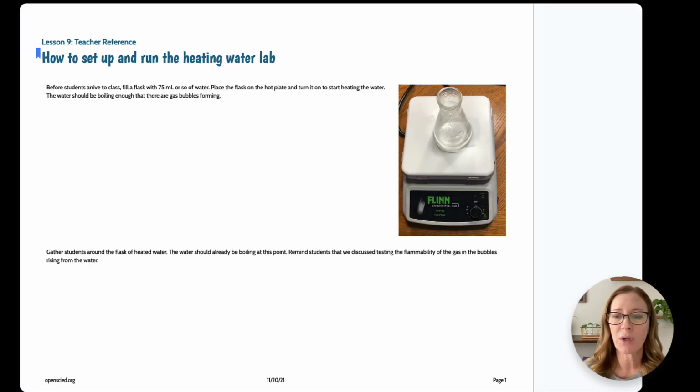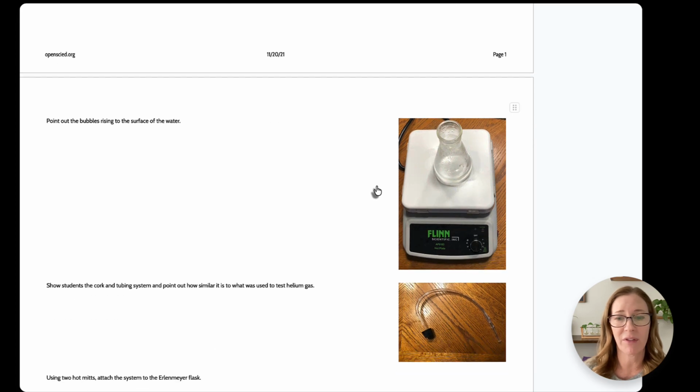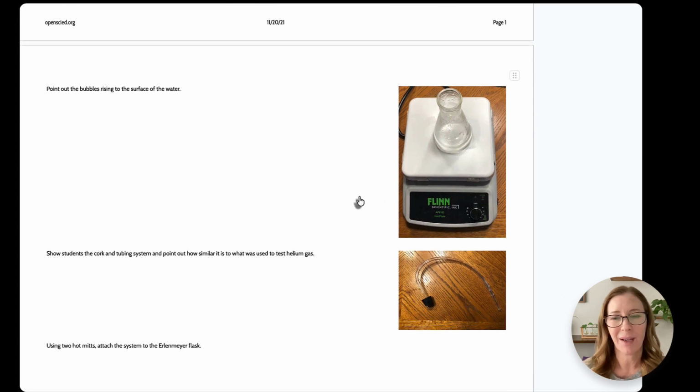Here's the teacher reference. So here's your hot plate. You have your flask on top. You're heating up about 100 to 150 milliliters of water. It's going to obviously start to bubble. So you're talking about the bubbles and observing them. It'd be really cool if you had a document camera that you could point at this so they could stay in their seats. They don't need to gather around.